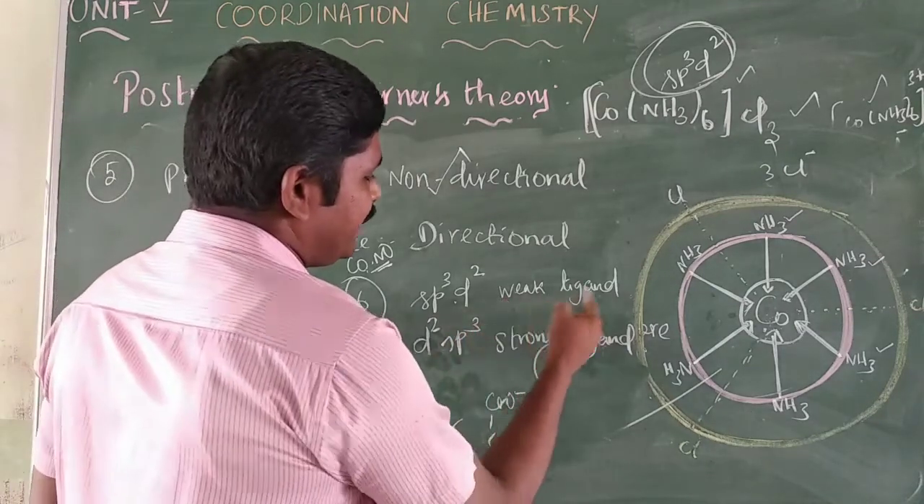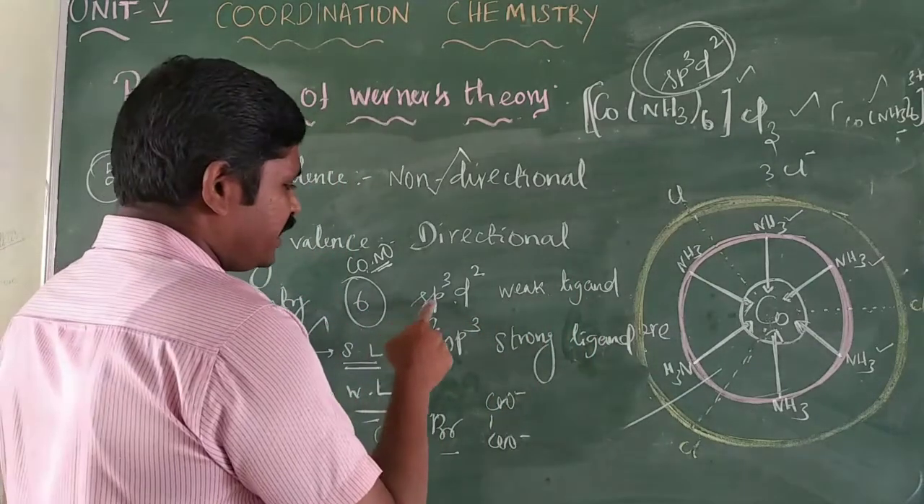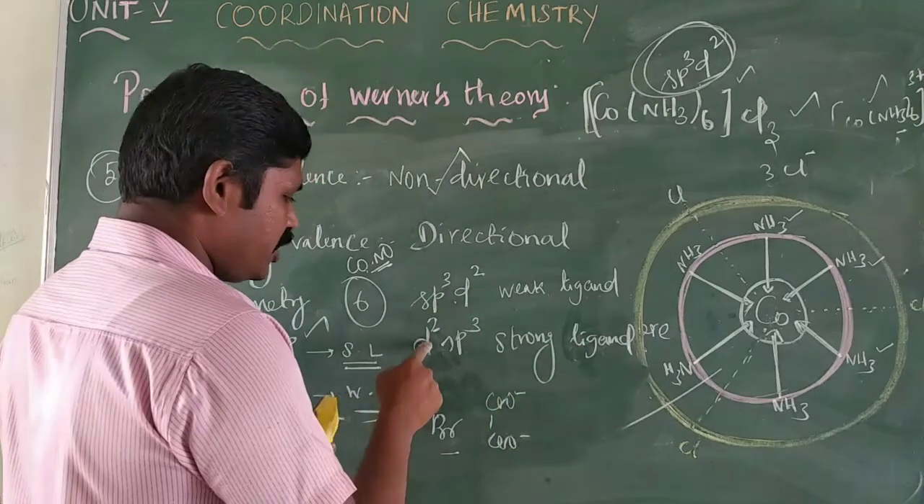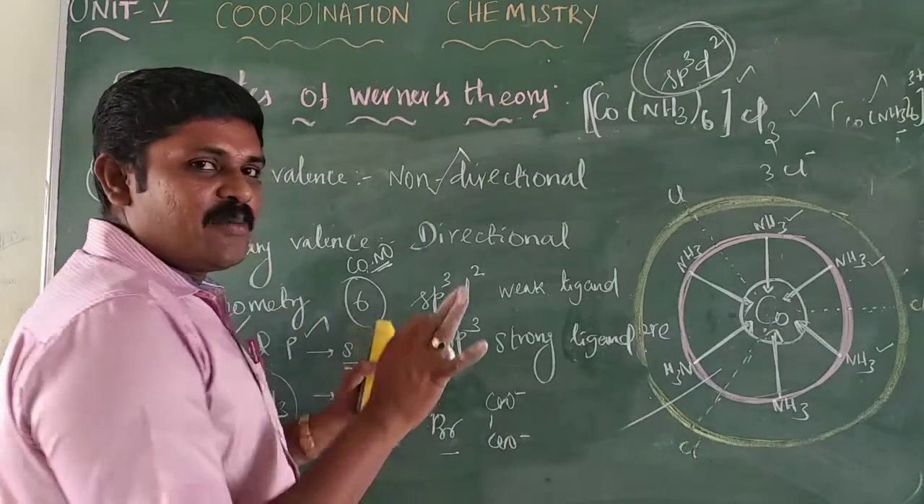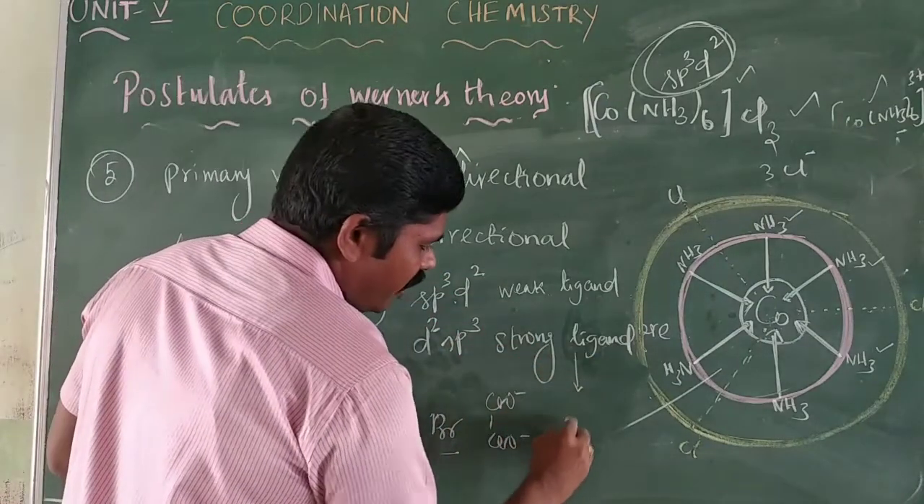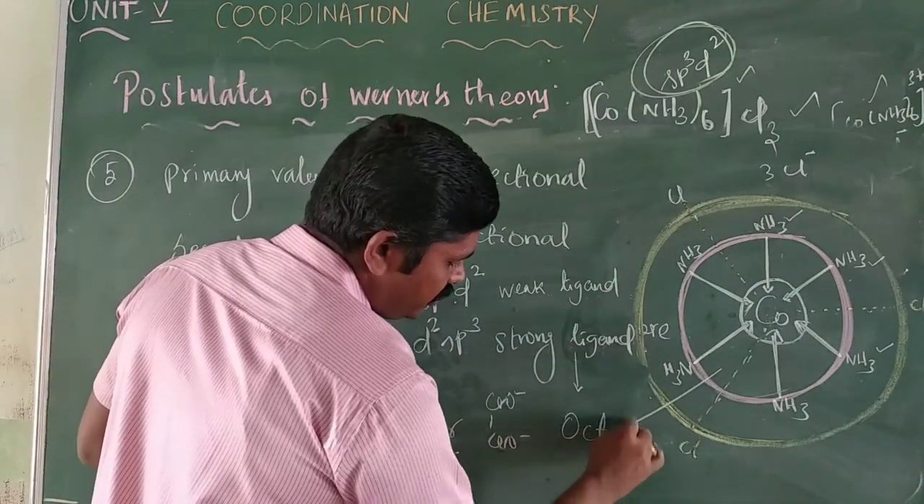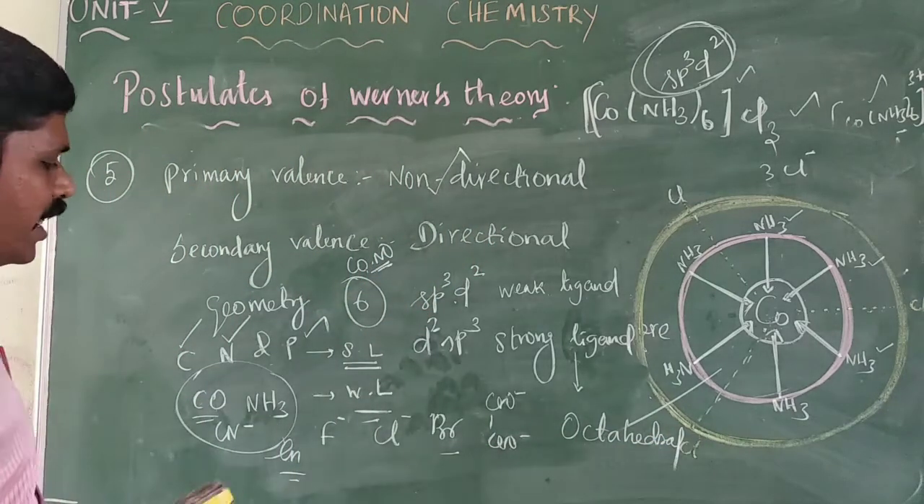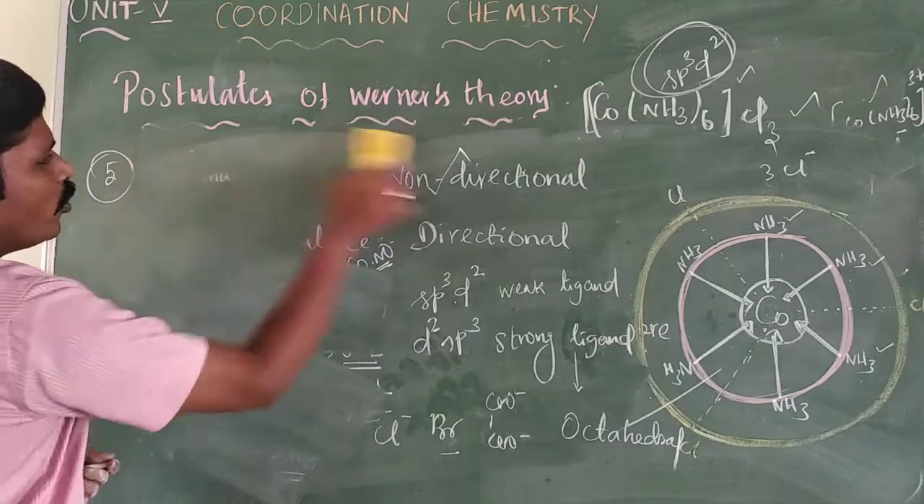With weak field ligands the hybridization is sp3d2, and with strong field ligands the hybridization is d2sp3. The coordination number is 6 and the geometry is octahedral. Now the coordination number 4.